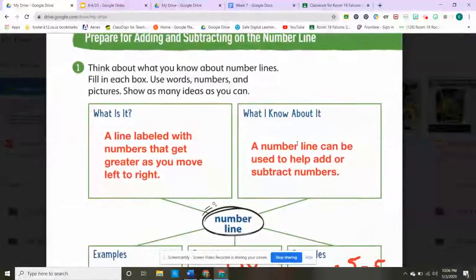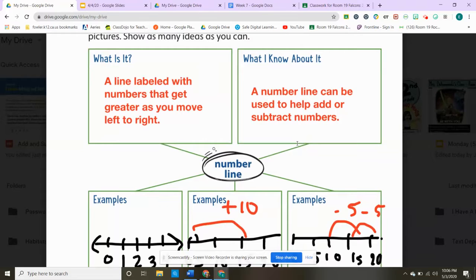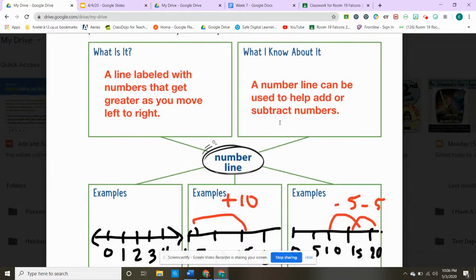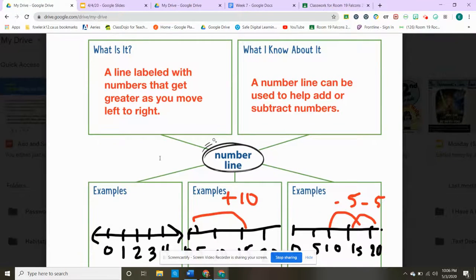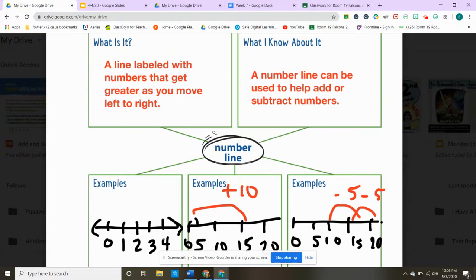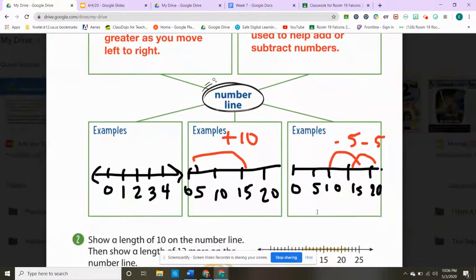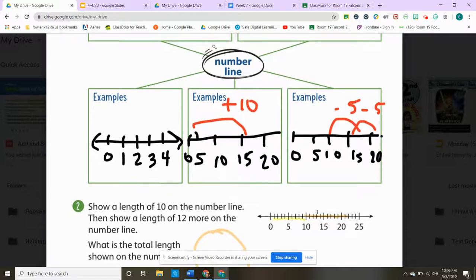So I'm going to stay right here so you can add it to your graphic organizer. What I know about it, right over here: a number line can be used to help add or subtract numbers, just like we said. We can add and subtract on number lines. And for examples down here, I just wrote a simple number line, 0, 1, 2, 3, 4. And then I showed that I can add using a number line. So going from 0 all the way to 15, that's plus 10. But if I go backwards closer to 0, I can subtract on a number line. So those are all the different ways that you can use a number line to add and subtract.